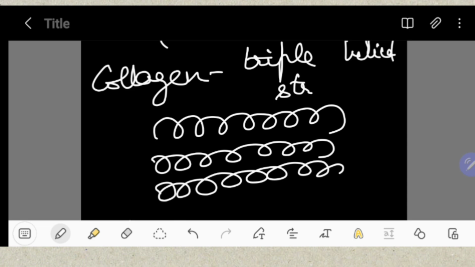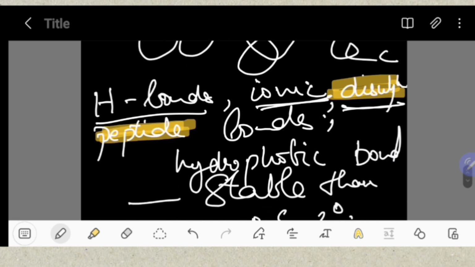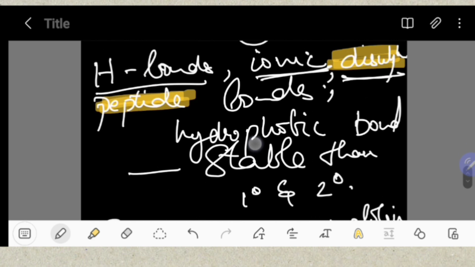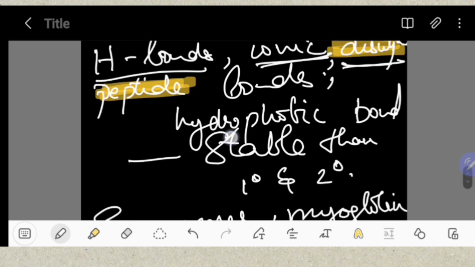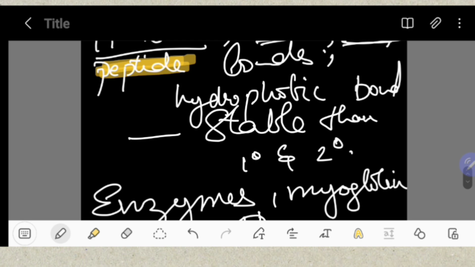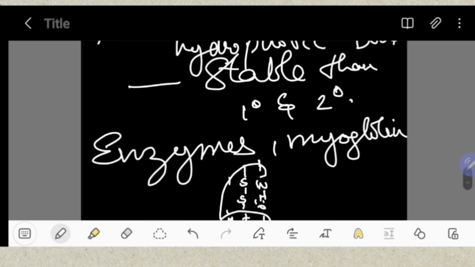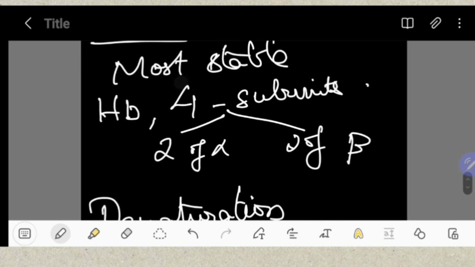It is more stable than the other two because of 5 bonds. It has hydrogen bond, ionic bond, disulfide bond, hydrophobic bond and peptide bond. In that, disulfide and peptide bond are the strongest. All enzymes are in the tertiary structure. Enzymes and myoglobin are examples of tertiary structure. And quaternary is the most stable structure. Example is human hemoglobin. 4 subunits are seen, 2 alpha and 2 beta.